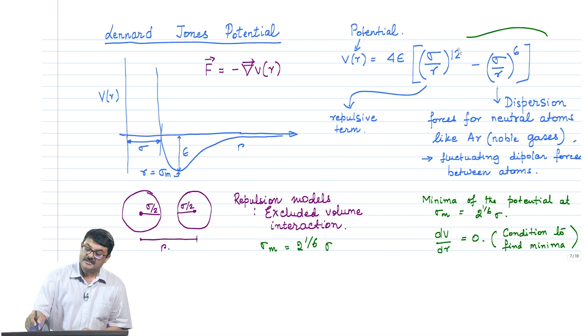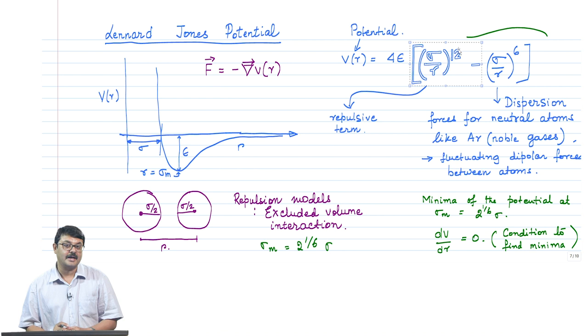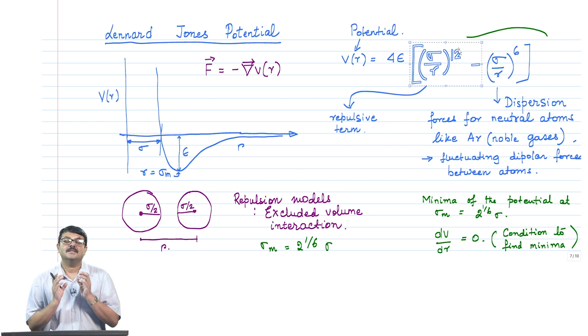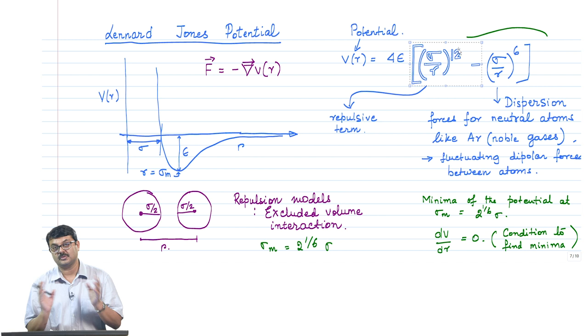This sigma by r to the power 12 is basically put in ad hoc, and the aim is that it should model the short distance, extremely strong repulsion between particles, right, so that two particles do not overlap. And you see that it is increasing as r to the power 12. So, it increases very fast as soon as r becomes less than sigma. If r becomes less than sigma, sigma by r is a number greater than 1, and then it sharply increases, and it increases faster than sigma by r to the power 6, right.